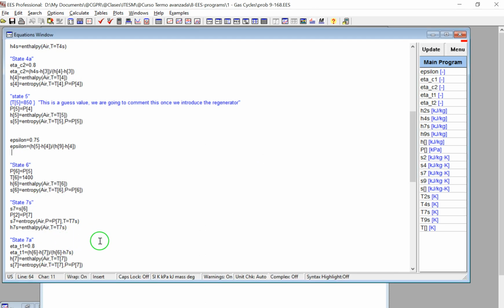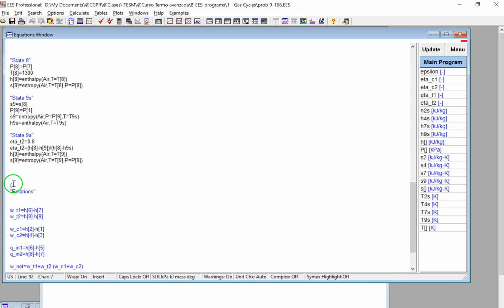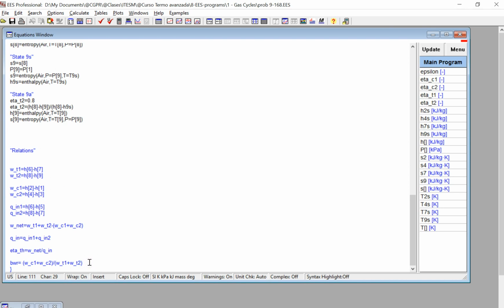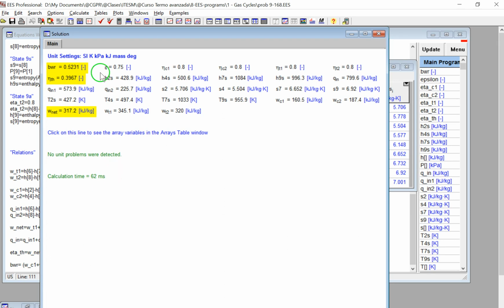So finally, what we can do is just to remove these comments and press F2. And we notice that we have our back work ratio and our net work that are the same as we have in the hand solution. And by the way, the thermal efficiency is always the same that we have in the solution, different from what we have in the book. So we're going to assume that we are right. We have two different methods getting the same result.